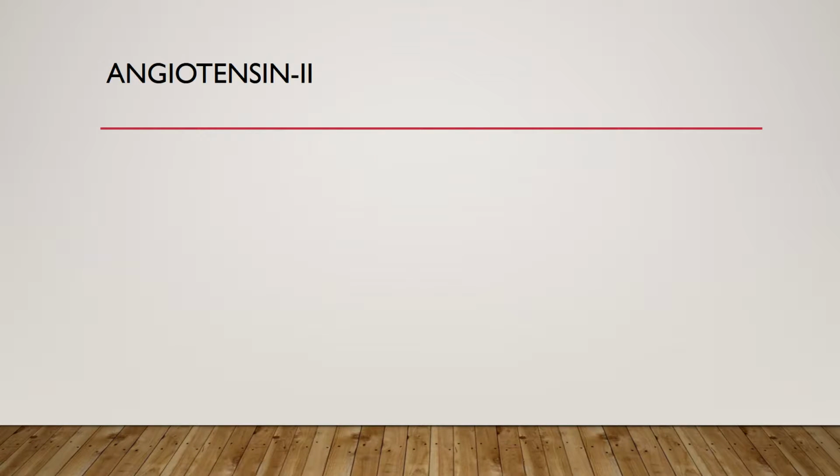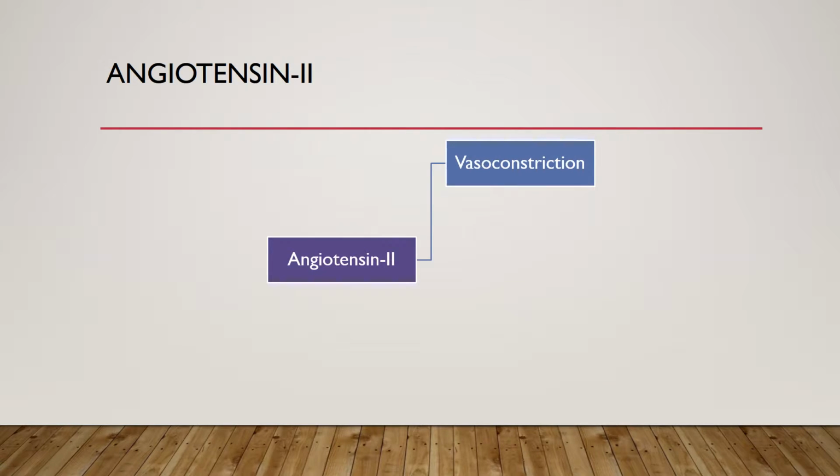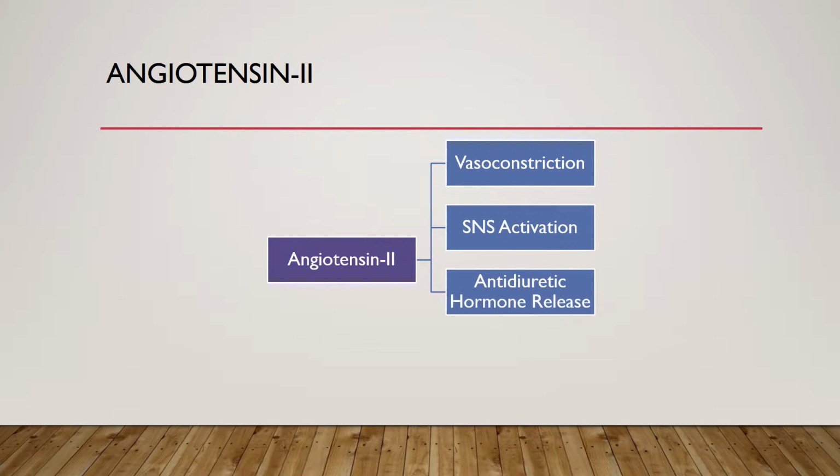Unlike angiotensin 1, which serves no biological function except obviously as a precursor to angiotensin 2, angiotensin 2 has four main effects: vasoconstriction, aldosterone secretion, antidiuretic hormone release, and sympathetic nervous system activation. We'll now take a look at each of these in more detail.